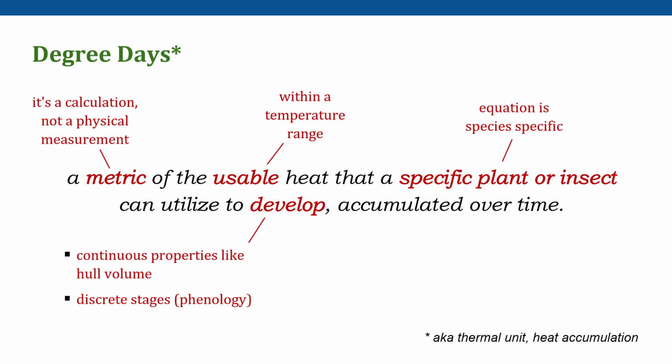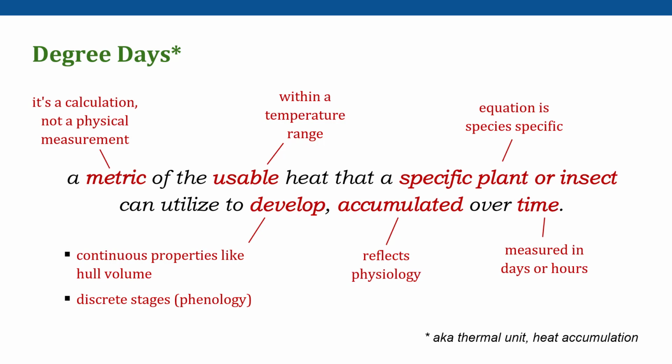Develop can refer to either a property that varies continuously, like hull volume or shell hardness, or a stage, which is more discrete, like egg versus larva. Both are temperature dependent, but with continuous properties, the change is gradual, whereas with phenology events, a new stage happens very quickly. In both cases, change requires an accumulation of warmth over days or weeks, because it takes the organism time to produce the sugars and structures and whatever else they need to do for development.